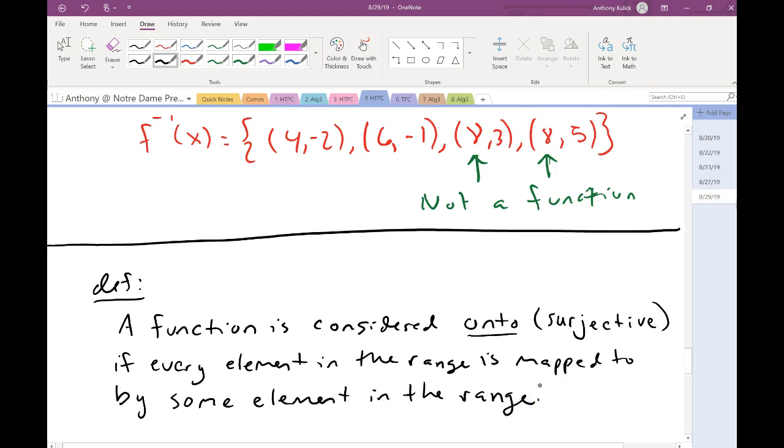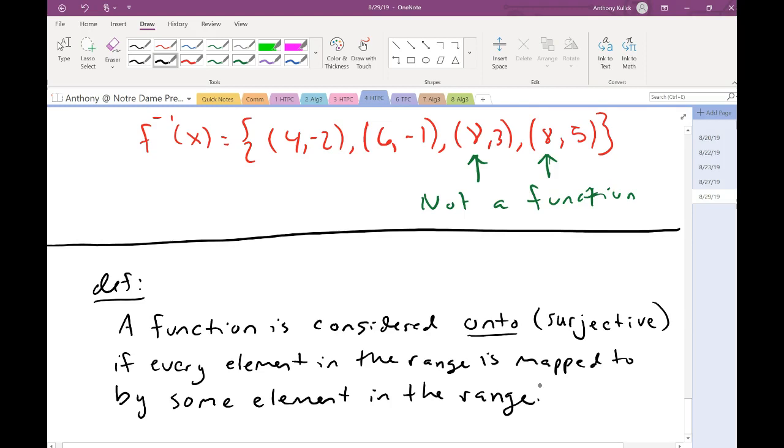So this first definition says a function is considered onto or surjective. Those two terms get used kind of interchangeably. It's probably a 50-50 split in my experience of which term would be used. So they're both quite common.